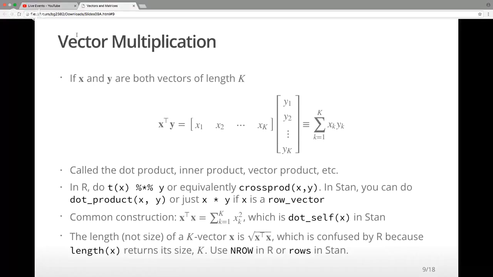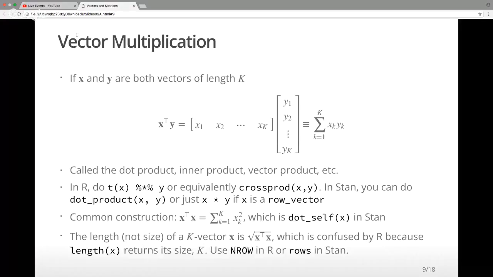Questions about vector multiplication or the functions that you call to do vector multiplication? Any confusion about vector multiplication versus element-wise multiplication of vectors, or other questions? Well, like we'll see in a little bit when we do a Stan function.